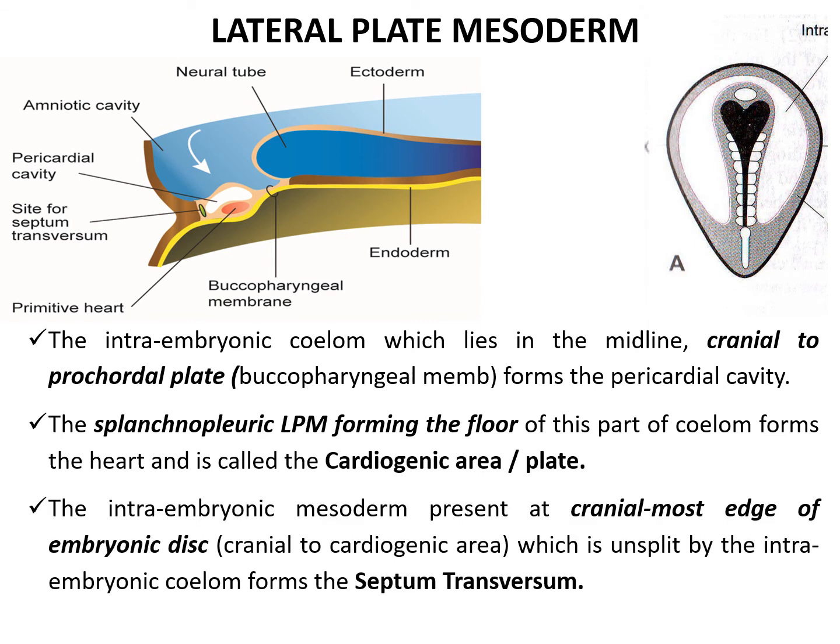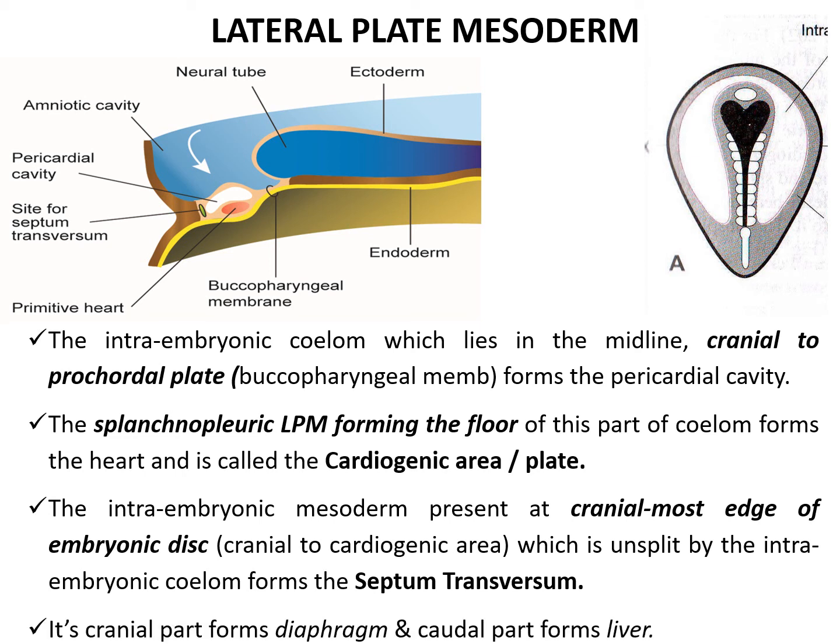The intraembryonic mesoderm, which is present at the cranial-most edge of the embryonic disc, is unsplit by the intraembryonic coelom. This unsplit part is known as septum transversum, and this will later give rise to the diaphragm and liver.